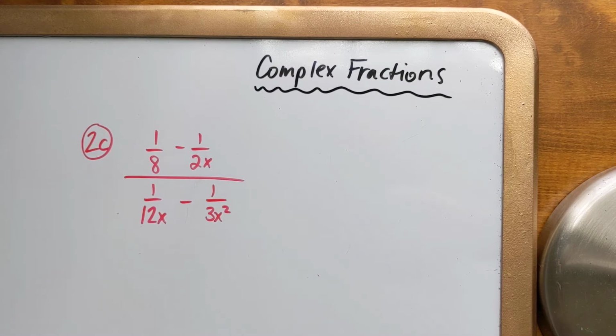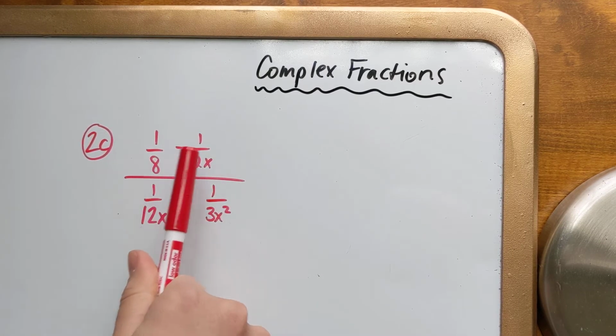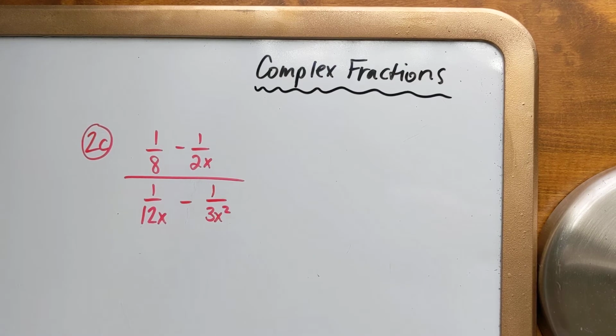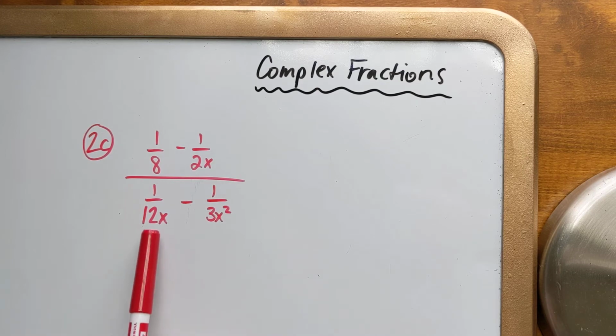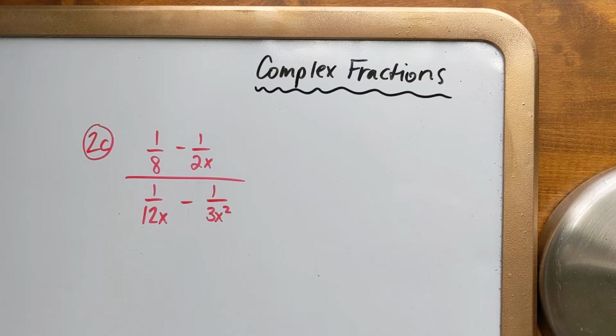Welcome, ladies and gents. We're going to talk about complex fractions in this video. So when you are looking at a complex fraction, it's a big fraction with lots of little fractions inside of it. That's what makes it a complex fraction. And to simplify these, you need to begin by finding a least common denominator for all four of these fractions.